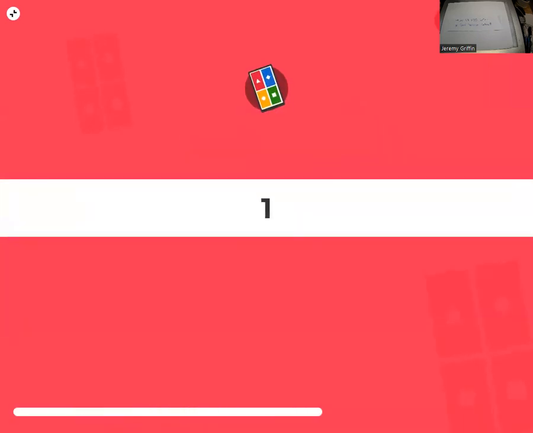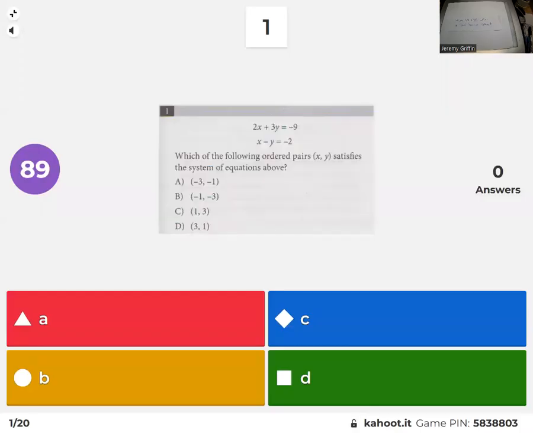First question, what's the solution to that system of equations?